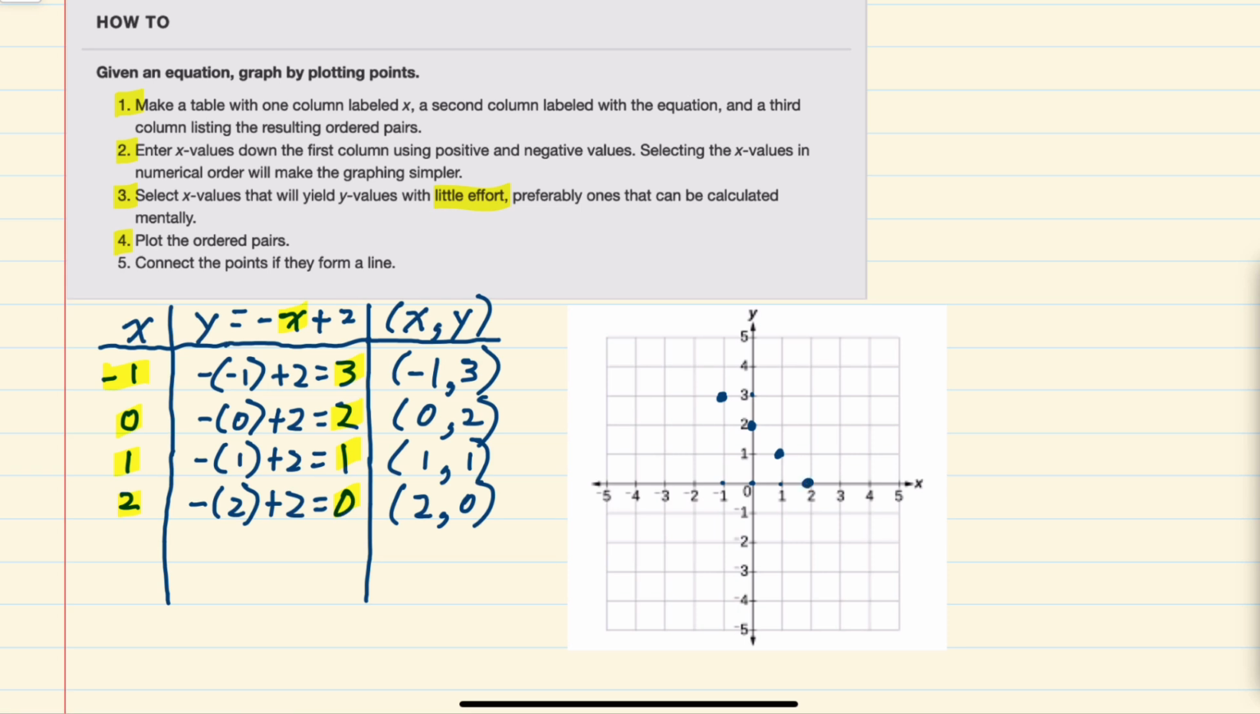We can see that these dots line up, which allows me to do that last step of connecting the dots. And they do in fact form a straight line.